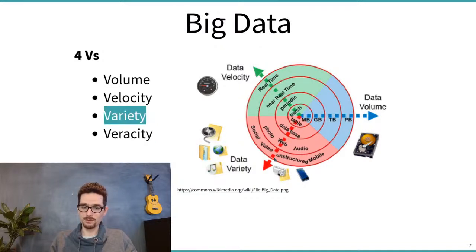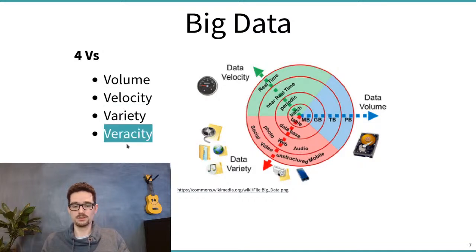And variety is this red dimension here. The small variety is in relational databases, tables, and so on. Then you have databases like NoSQL. And then you have data which is very varied. So photos, videos, and audio. You have to first interpret the contents of that data, of those files. And then you have social media, where you also have the problem of what data is true, what is fake, and so on.